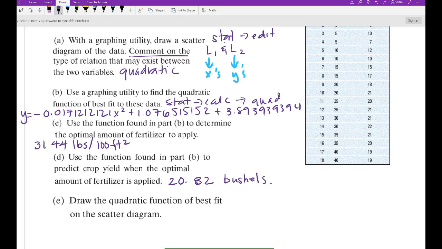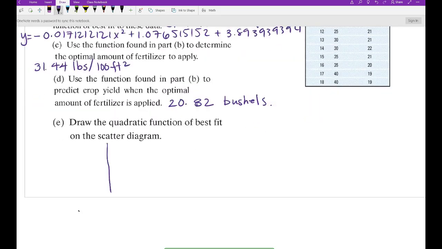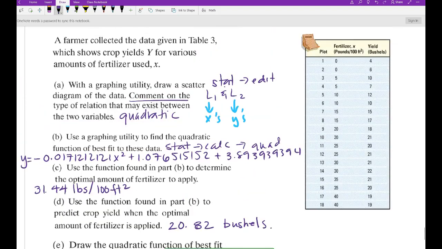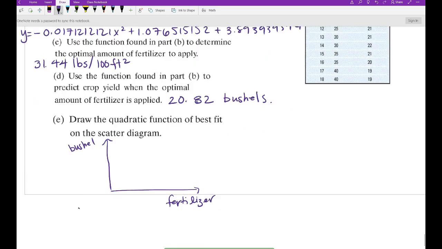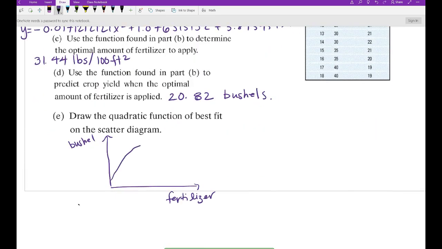Okay. And then let's draw or sketch it out. What is X? What is Y? X is fertilizer. Y is bushels. Did it look like a quadratic, by the way? Yes. It starts at 0, 4. Okay, any questions? Anybody who does not know how to use the calculator, I can help you.